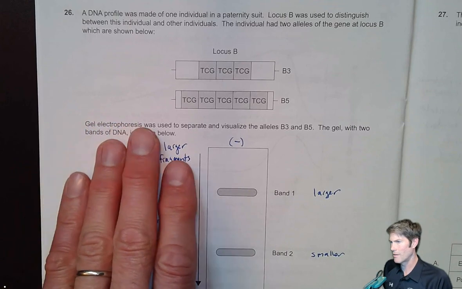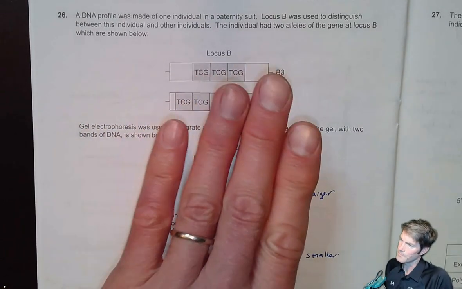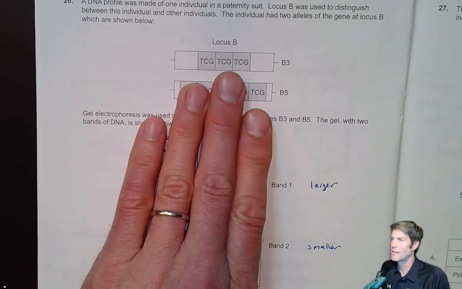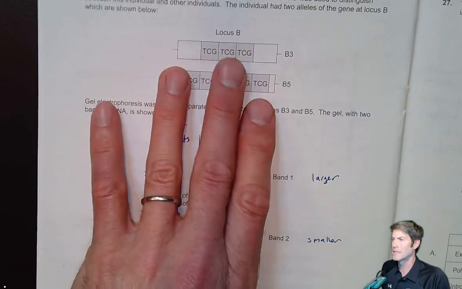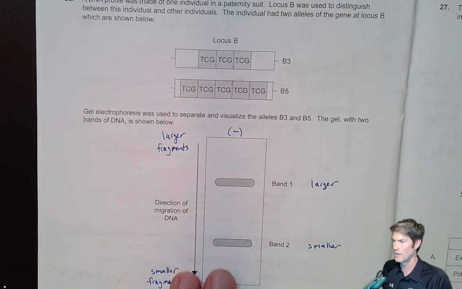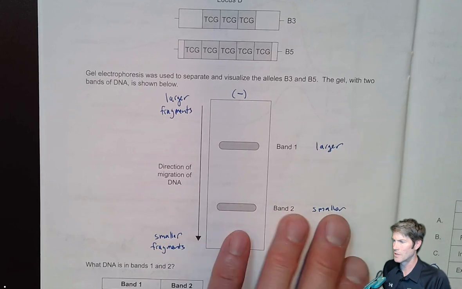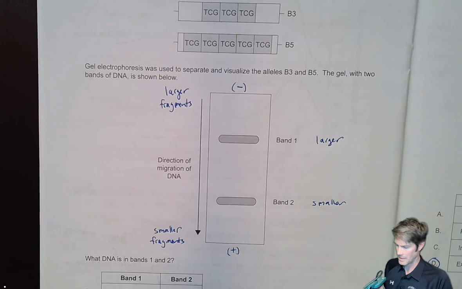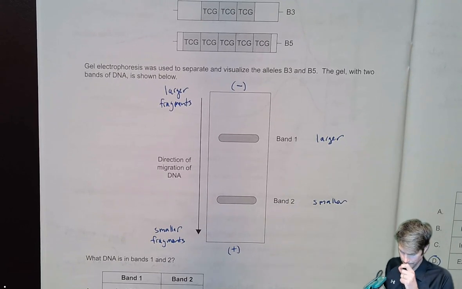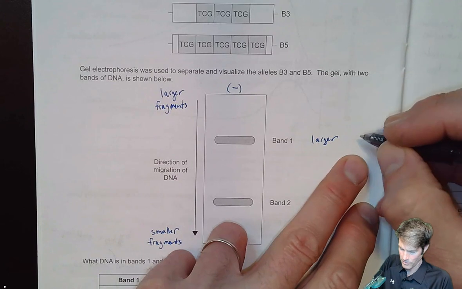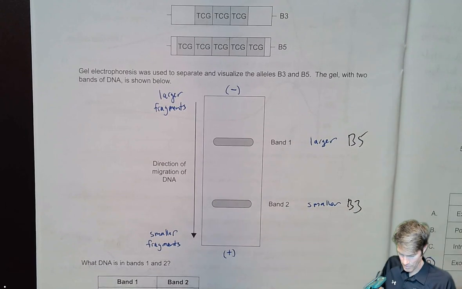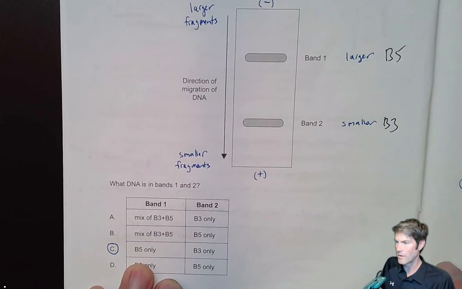Okay, gel electrophoresis was used, and as you know, which one should go further? Of course, you should say immediately the B3 is smaller, lighter, less mass, less friction, can go through the gel much faster. So band 2 is going to be the smaller one. That's going to be B3. Band 1's larger. It's not going to go as far. So that's B5. B3. And down here, band 1 is only going to be B5.